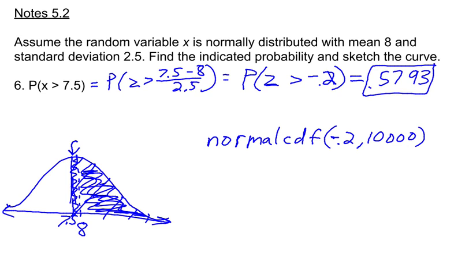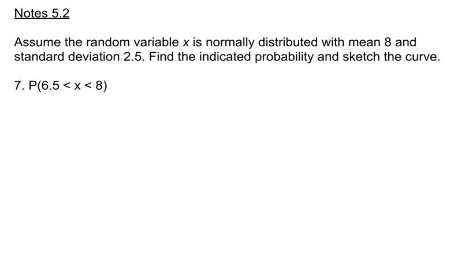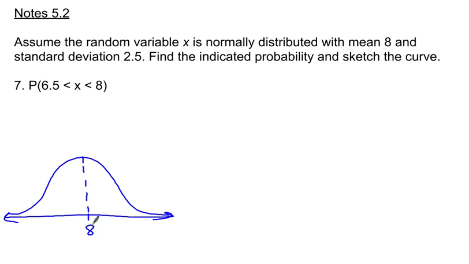And finally, for the last problem, we want the probability that x is between 6.5 and 8. So on the normal curve, our mean is right here at 8, it's also one of our z-scores, and 6.5 would be right about here. So this area in between these two z-scores is definitely going to be less than 1/2.